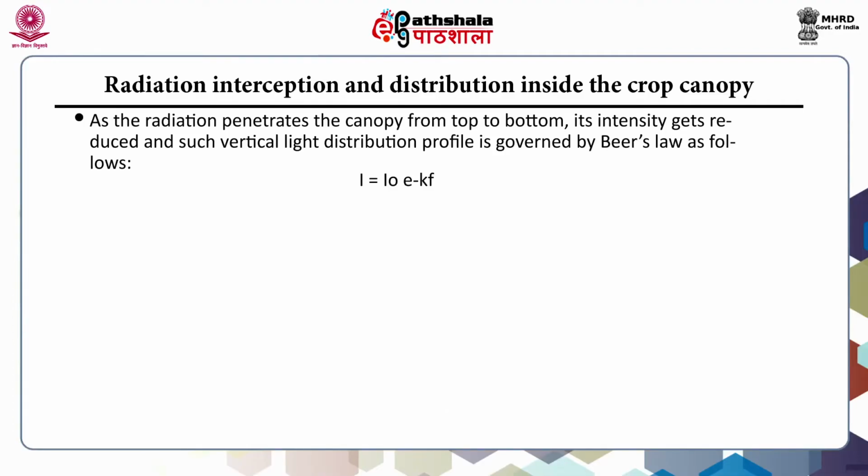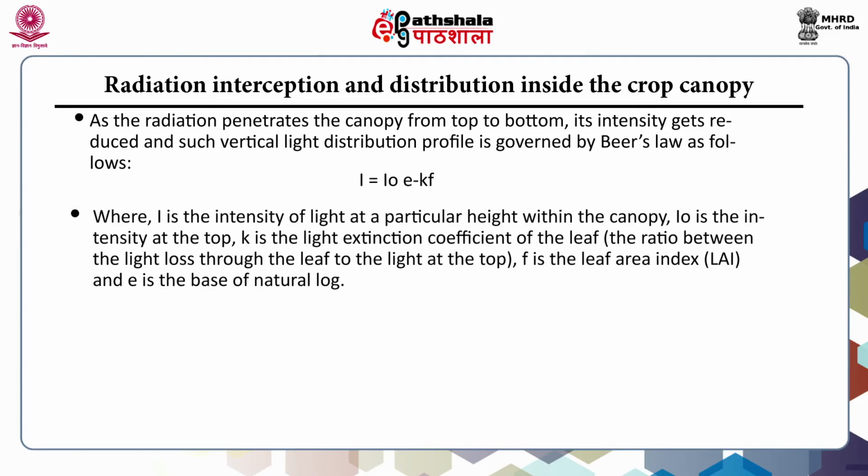As the radiation penetrates the canopy from top to bottom, its intensity gets reduced and such vertical light distribution profile is governed by Beer's law. It is I = I0 e^(-kF), where I is the intensity of light at a particular height within the canopy, I0 is the intensity at the top, k is the light extinction coefficient of the leaf, that is the ratio between the light loss through the leaf to the light at the top, F is the leaf area index, that is LAI, and e is the base of natural log.